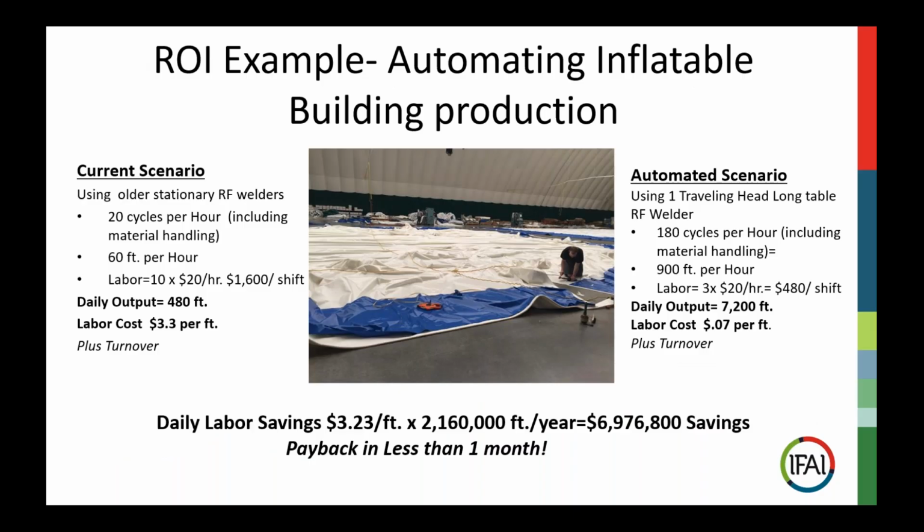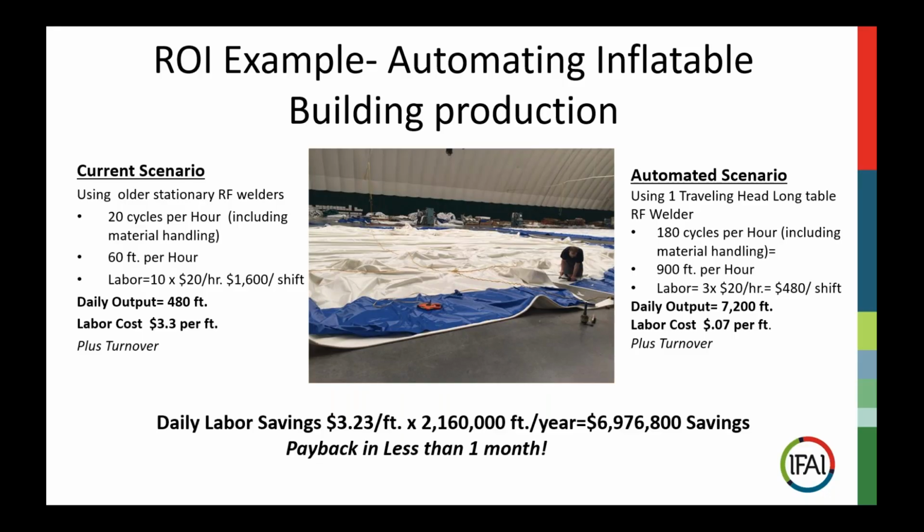And here is an actual example, albeit somewhat of an extreme example because we're talking about an automated building production process. You've probably seen the large structures that are air inflated. Well, in a current scenario, they're using older RF welders and about 10 operators, 2 per machine, but they're only achieving 20 cycles per hour. This is mostly due to the material handling involved in folding, refolding, moving the material to the machine, going through a 36-inch cycle, and then doing it all over again.